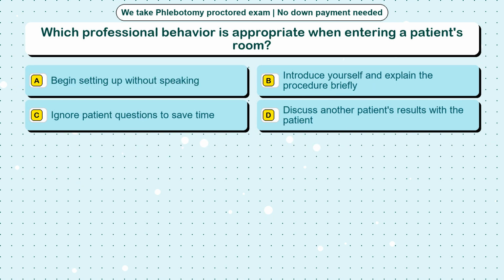Question 91. Which professional behavior is appropriate when entering a patient's room? Option A, begin setting up without speaking. Option B, introduce yourself and explain the procedure briefly. Option C, ignore patient questions to save time. Option D, discuss another patient's results with the patient.